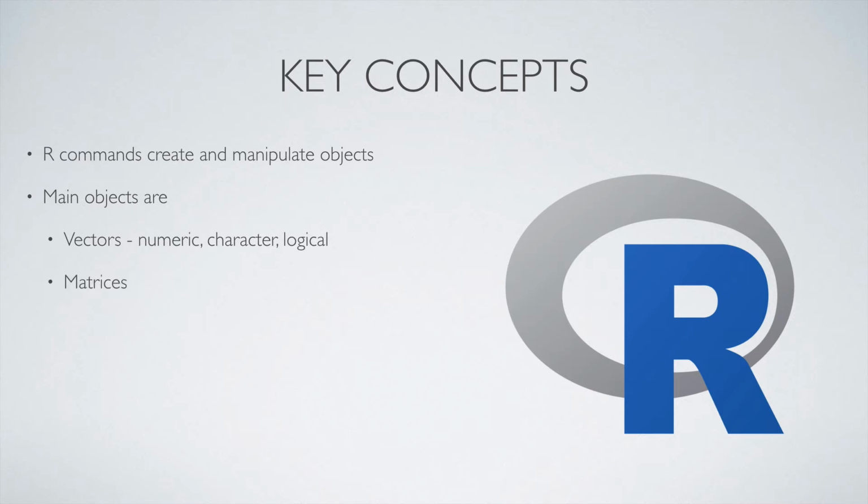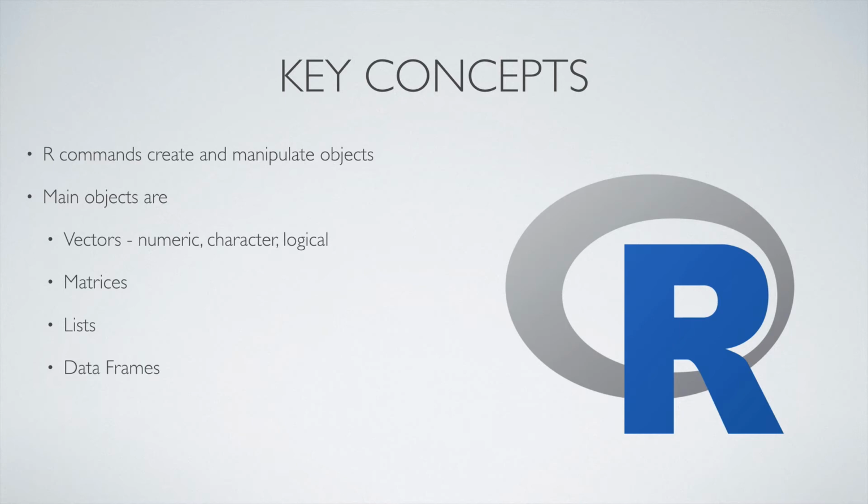The second object is matrices. These are two-dimensional arrays of data, again numeric, character, or logical. Now lists, these are a general form of vector in which the various elements need not be of the same type. And in fact, the elements of a list may themselves be vectors or other lists. The main use of lists is to provide a convenient way to return the results of a statistical computation.